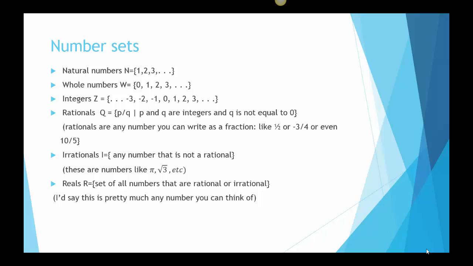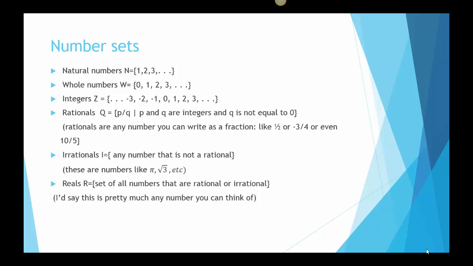Irrationals are I for irrational. An irrational is any number that is not rational. Kind of makes sense. Either it's rational or it's not. These are weird numbers. These are numbers like pi, square root of 3, square root of 3 plus 2, right? So if I find a number that I can't write as a ratio, I can't write it just with decimals, or if the decimal repeats forever like it does for pi, then we're going to call that irrational.